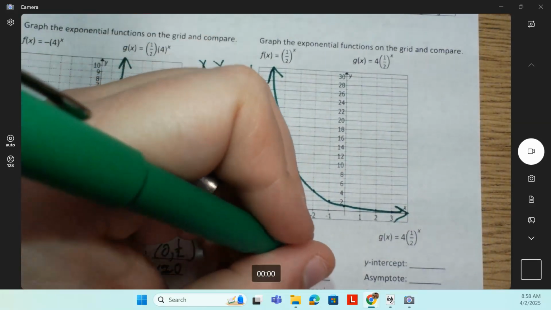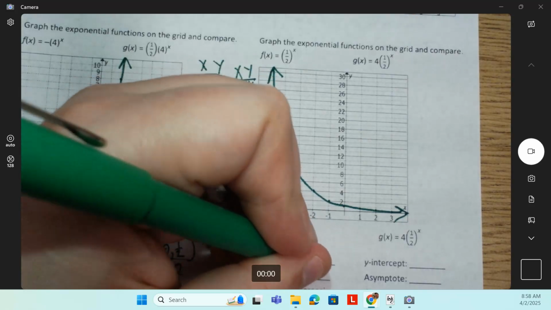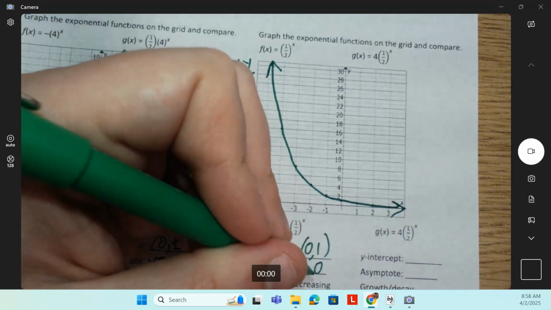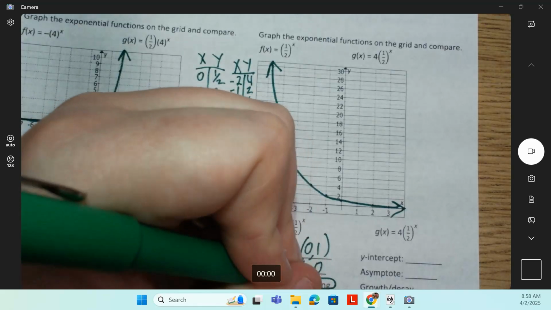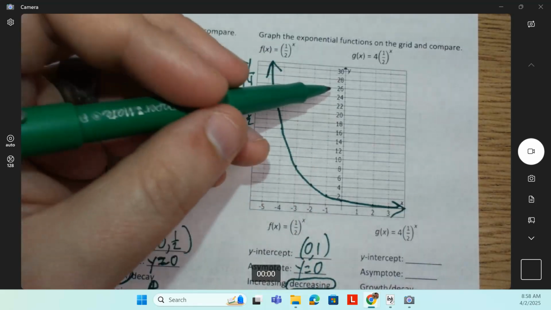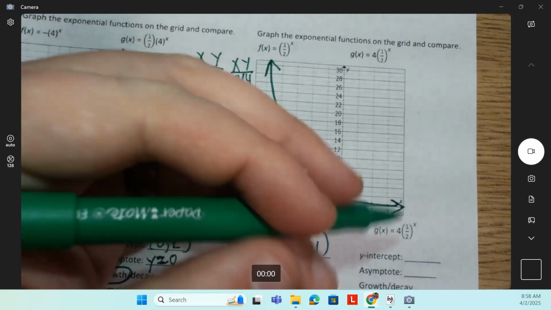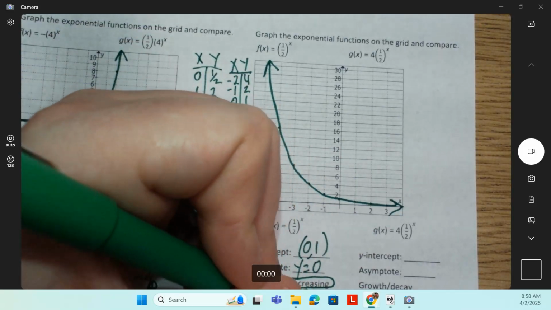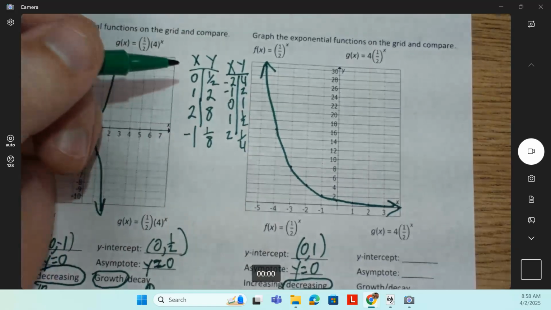So the y-intercept would be 0, 1. Asymptote still y equals 0. This is a decreasing one, so kind of flipped over or reflected on the y-axis, if you think of it that way. Domain remains the same, and range remains the same.